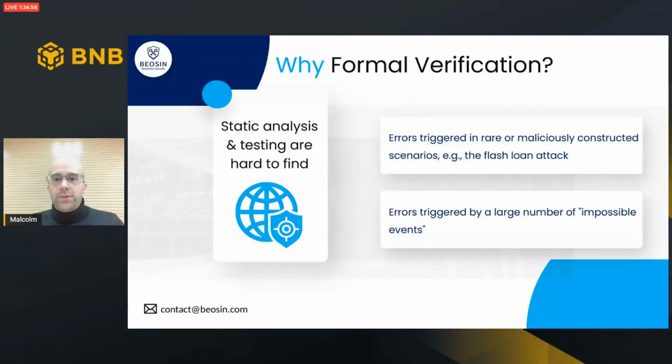So why do we need to do these formal verifications? Well, the flash loan attack that was explained just recently, we can see that there can be maliciously constructed scenarios that we cannot see by looking at just the code itself. And there could be errors triggered by a large number of what we call impossible events. So events that cannot happen, but if the situation changes through some unexpected scenario, then these vulnerabilities can suddenly occur. I will show you a short example on that also in a little while, also using our verification as a service tool.